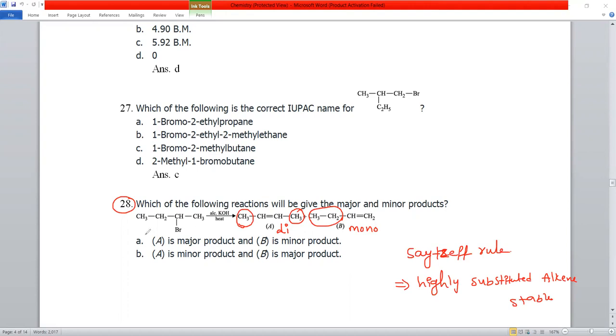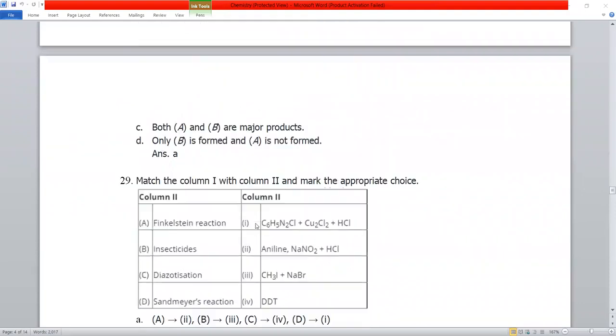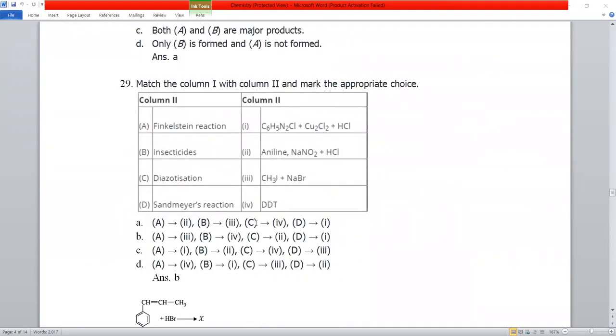A is major, B is minor. In option A they have given. So option A is the correct one, student. It is a beta elimination reaction according to the Saytzeff rule. So option A is the correct one they have given.